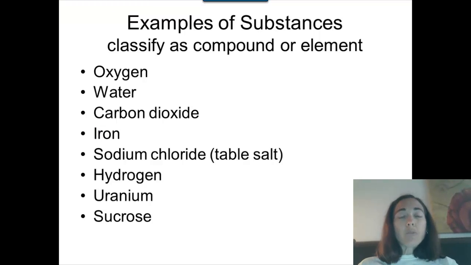Alright, so here's another practice set for you. On the right side of the paper again, these examples have already been put on your guided notes, so I want you to pause the video and see if you can classify each one of these as a compound or an element. Remember, elements are one type of atom, and you can find them on the periodic table. Compounds are combinations of elements. So good luck!